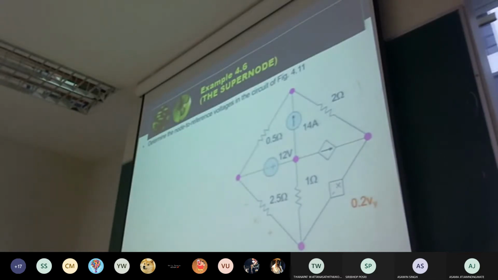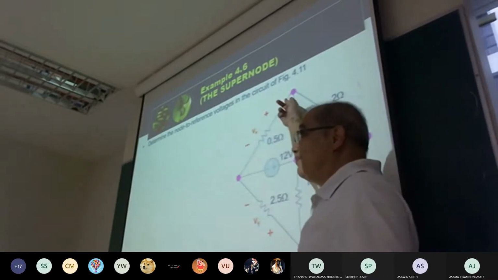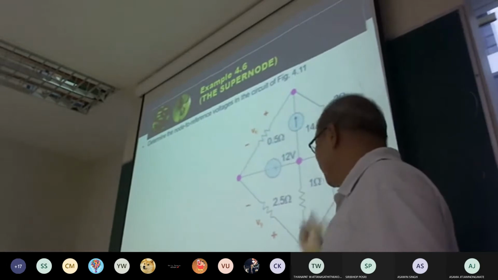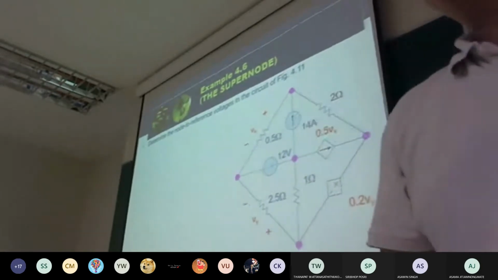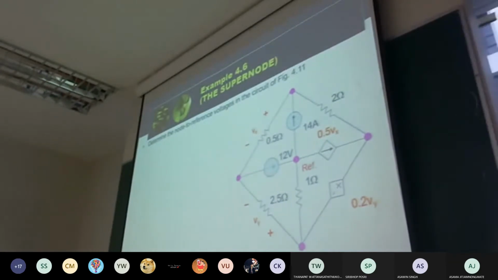Now, a more difficult example. How many nodes do we have? 5. Which node should be the reference? How many branches connect to them? The middle one. If the question doesn't assign, you use the middle one as the reference.